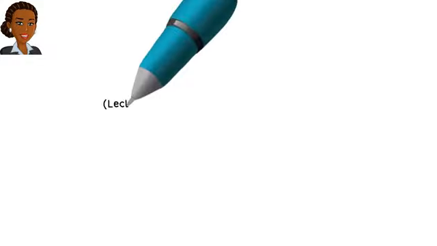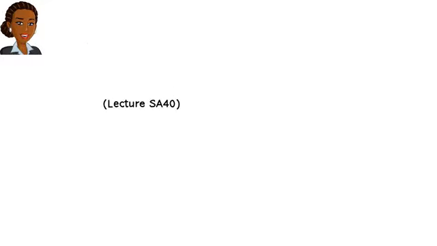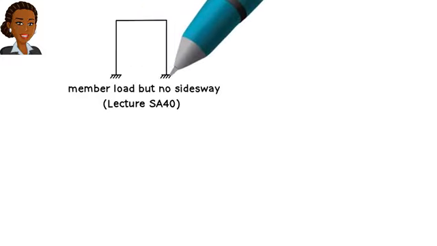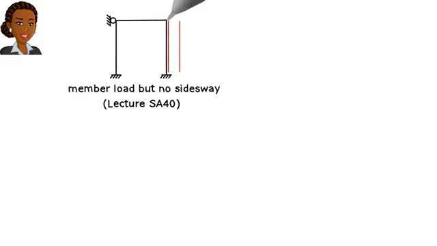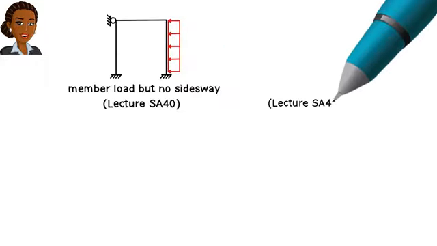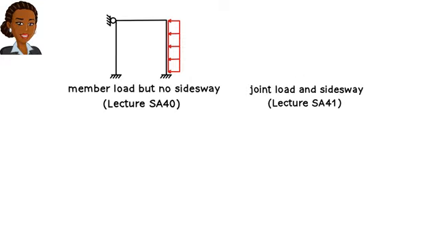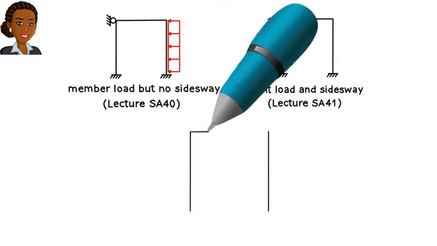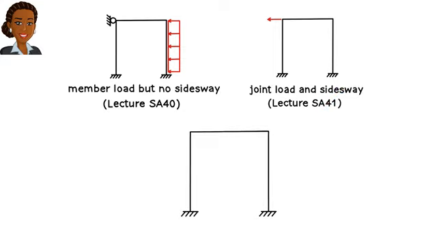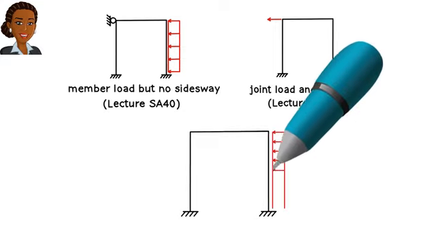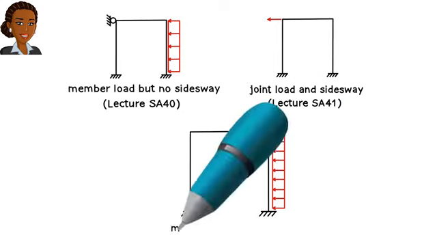So far, we have examined two scenarios. In lecture SA40, we considered a frame subjected to member loads with no side sway. And in lecture SA41, we showed how to analyze a frame with side sway due to a horizontal joint load. Here, we are facing a different scenario. We have a frame that undergoes side sway due to a member load, not a joint load.